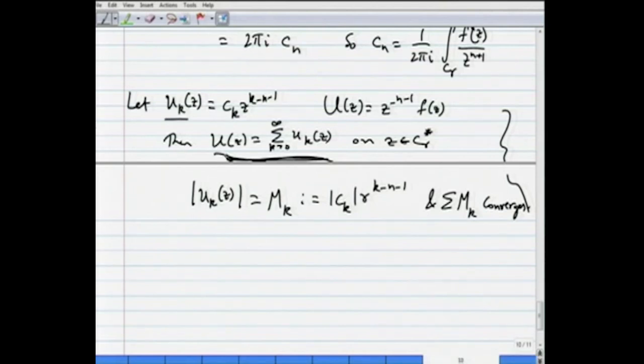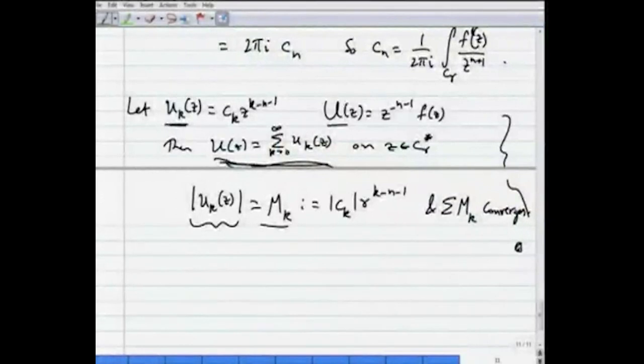You have the sum of u_k converging to u(z), and u and the u_k's are all continuous. Further, you also have that the modulus of u_k(z) is less than or equal to m_k, actually equal to this m_k, and the sum of m_k converges. So, you can exchange the limit, the summation and the integration, and so you have this formula for the coefficients c_n in the power series. That completes the proof of this second lemma. Okay. And now, we are ready to prove Taylor's theorem.